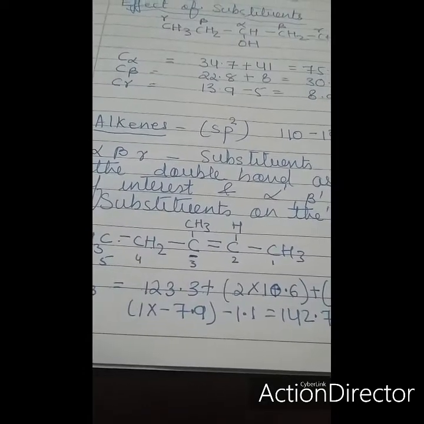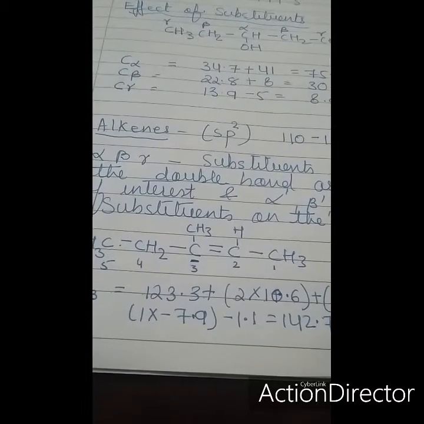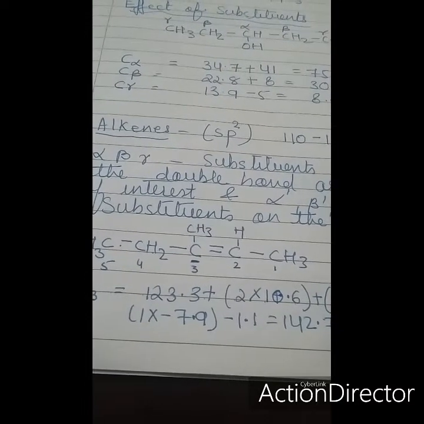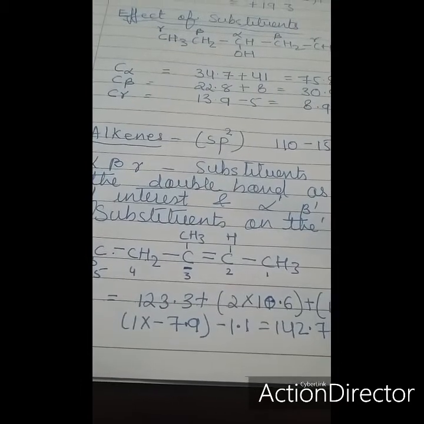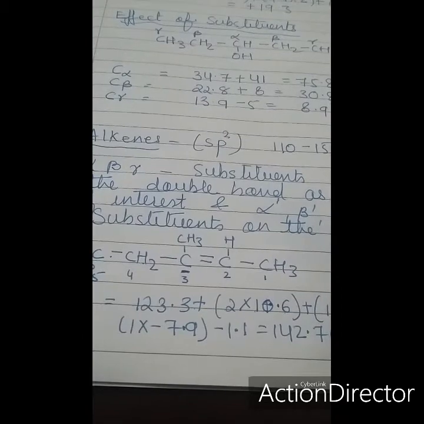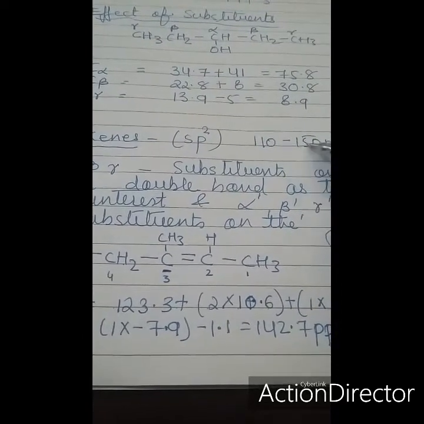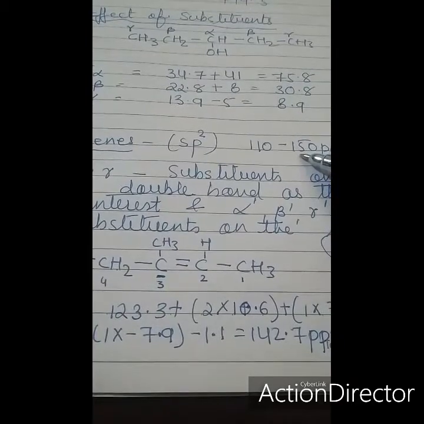In our previous video, we studied how to calculate the chemical shift of alkanes. In this video, we will be going through alkenes. Now, the sp2 hybridized carbon atom of the alkene substituted only by the alkyl group absorbs in the range 110 to 150 ppm downfield from tetramethylsilane.